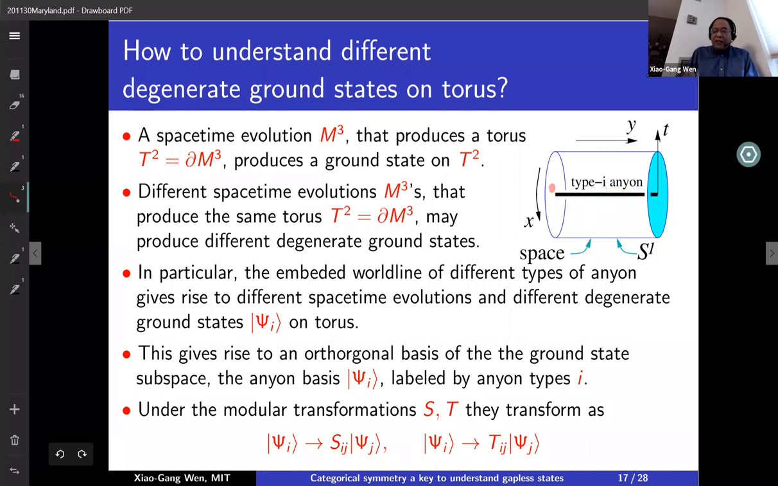So from here, we see that different anyon types, the world lines of anyons in space-time, give rise to different degenerate ground states. Therefore, we can label the degenerate ground states using the anyons in the bulk, so there's an anyon basis. And the ST matrix we studied before is really the ST matrix in this anyon basis. So that is some kind of standard description for a topological order.